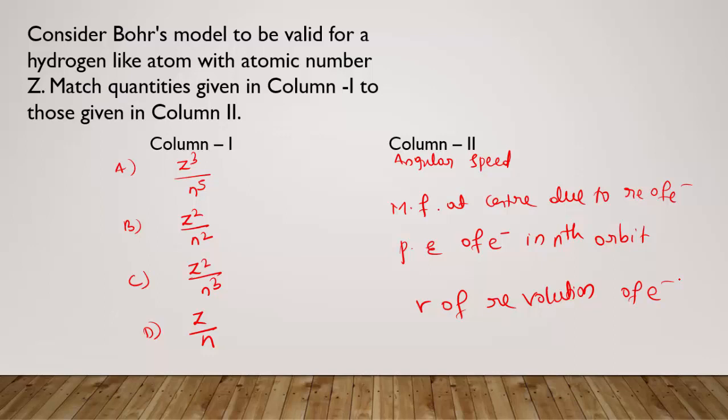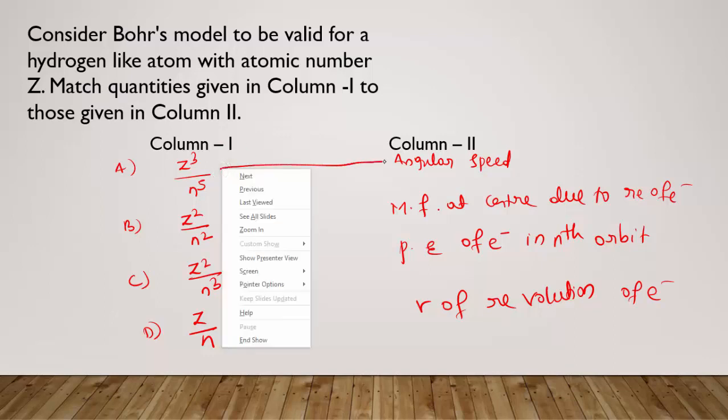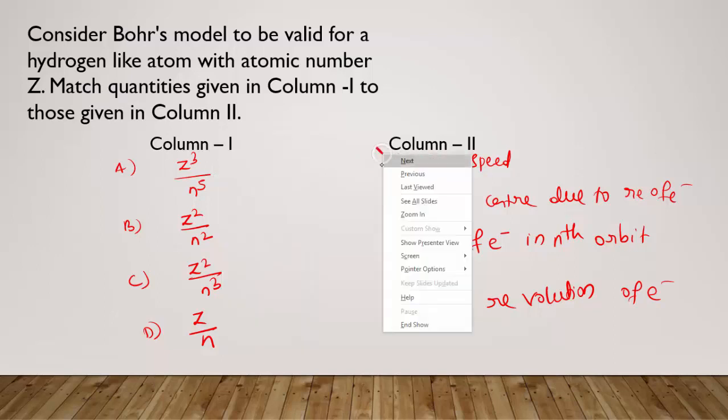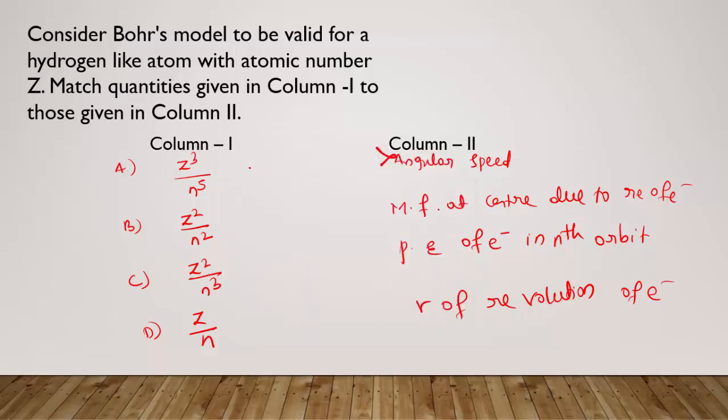In column 1, Z cube divided by n pi. Z cube divided by n pi: Z is the atomic number, the cube of the atomic number divided by the principal quantum number, is equal to the angular speed according to Bohr's model for the hydrogen atom. And Z square divided by n square is equal to the potential energy of an electron in the nth orbit.